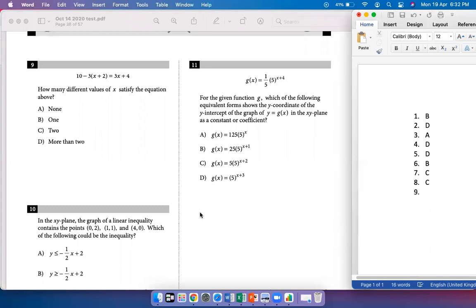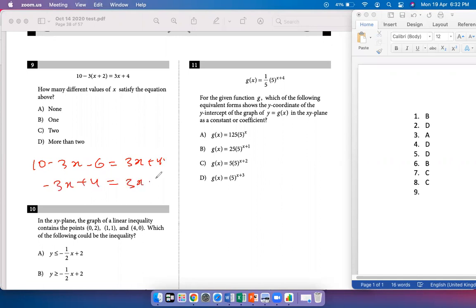Question 9. How many different values of x satisfy the equation above? So 10 minus 3x minus 6 is 3x plus 4. So minus 3x plus 4 is 3x plus 4. So minus 6x is 0. So x is 0. So just one value, right? Just one value satisfies, option B.